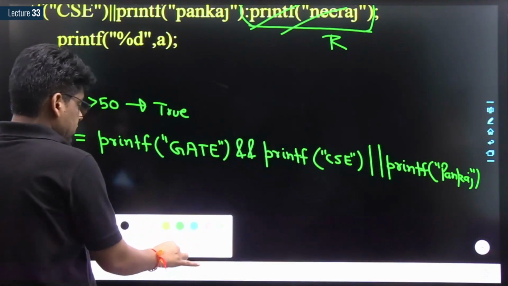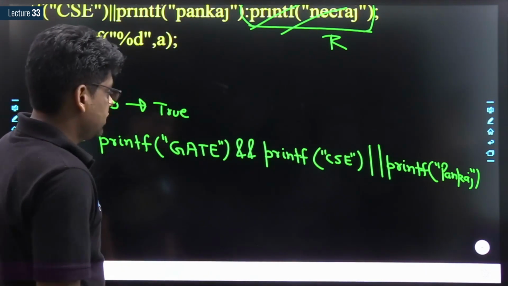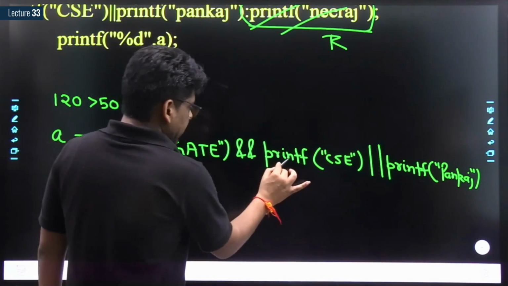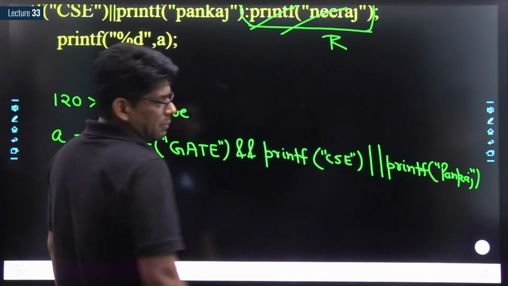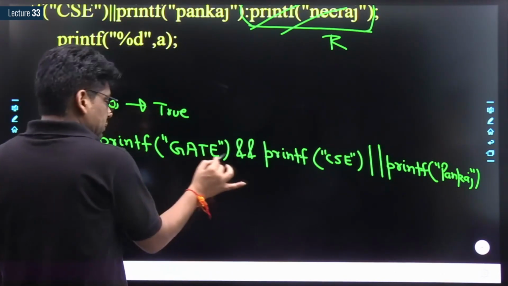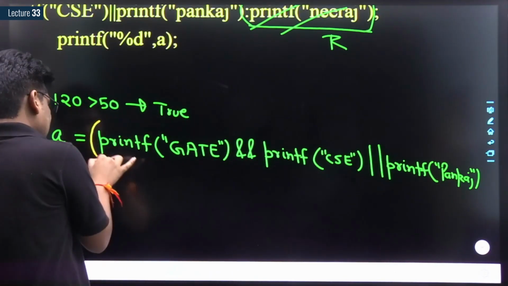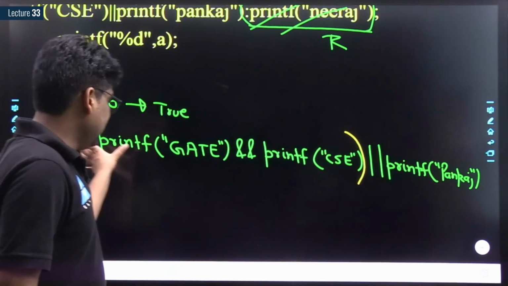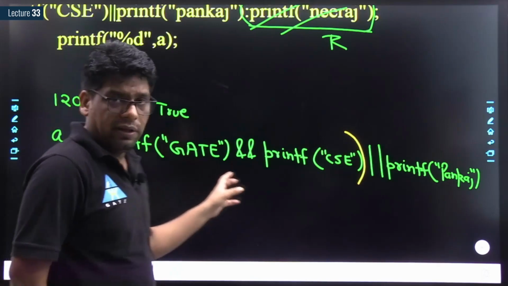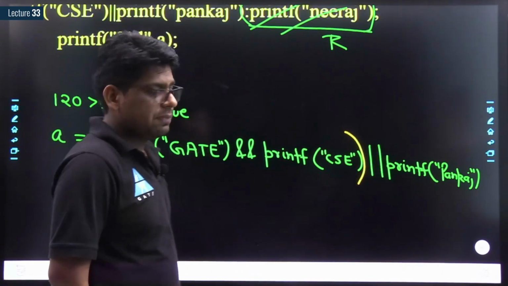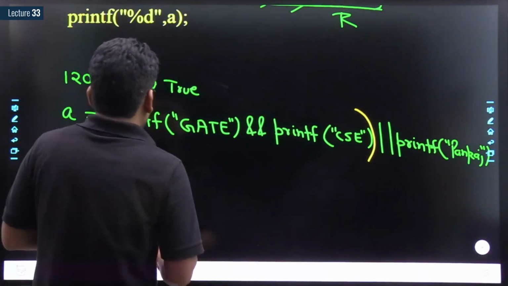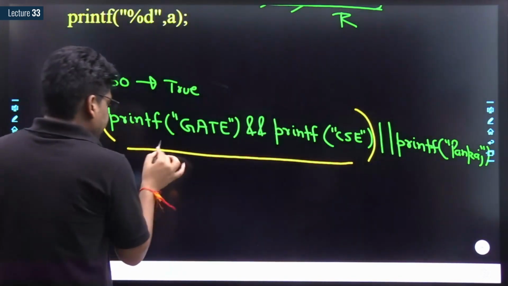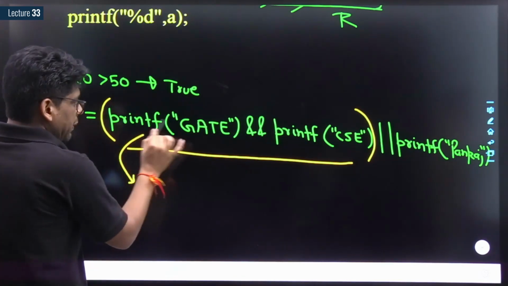In order to solve this, try to understand how the compiler will understand this. See, this printf is associated with this AND operator and OR. The priority of AND is more. That means for the compiler, this expression is like this: firstly this will be evaluated and then ORed with this expression. So when the compiler tries to evaluate this, firstly it will solve this: printf gate.